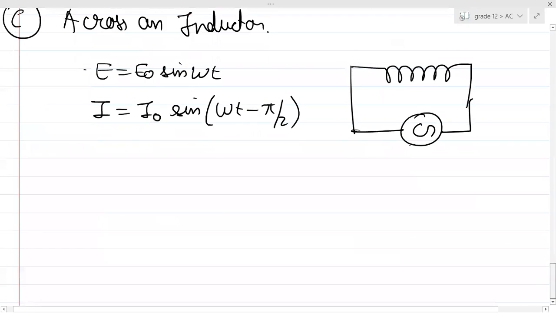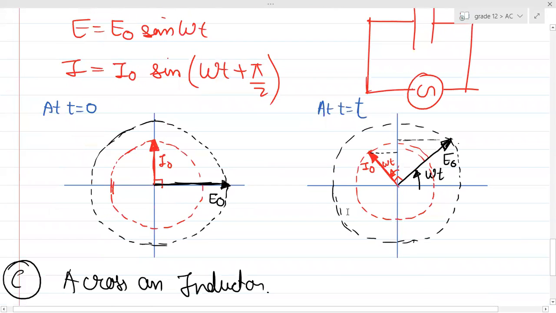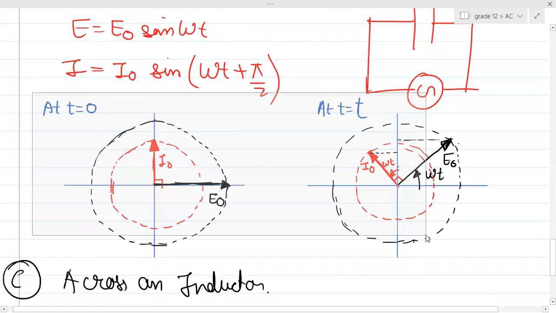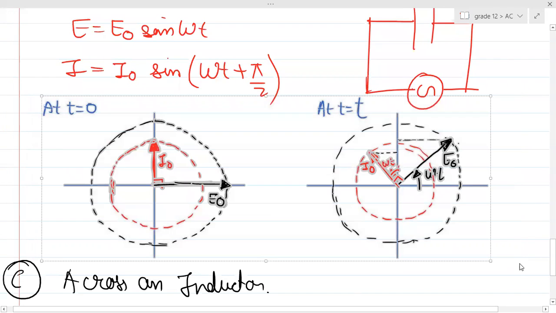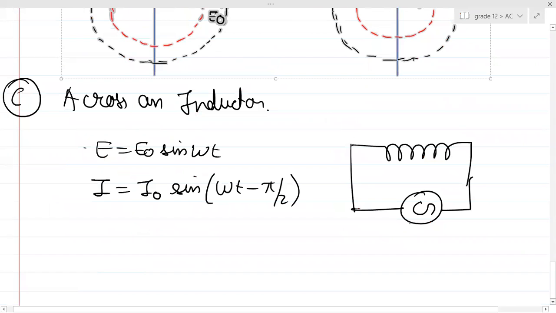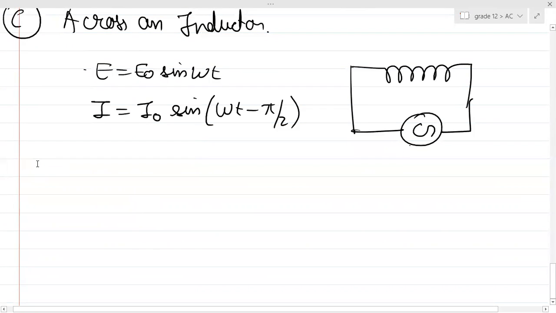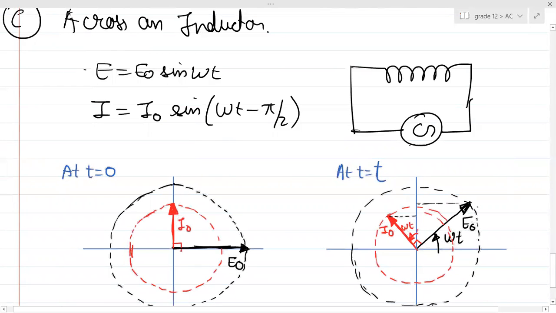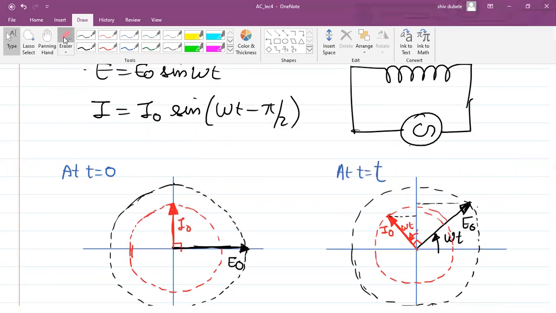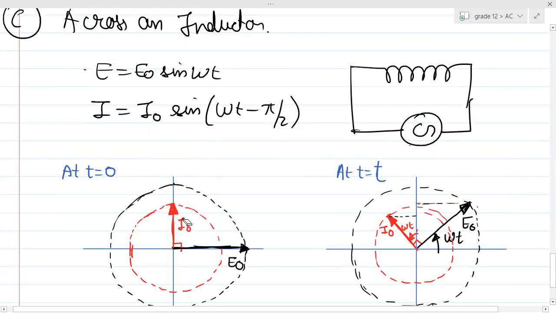So now, can you people draw the diagrams? I don't want to draw them. Can you please draw it yourself? I don't want to draw it now. What will be the only difference between the previous diagram and this diagram?